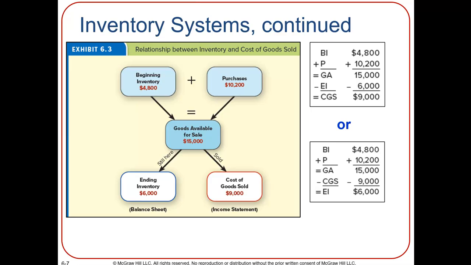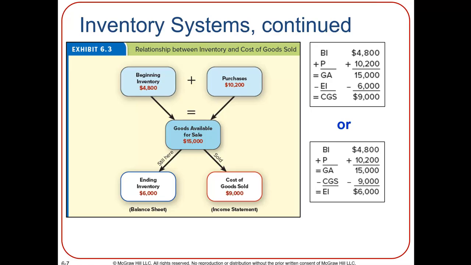Now, here they're just showing this in mathematical order. Just don't let this throw you off. This looks like two different equations. It is not. Okay? Because here, when we're looking at this one, let me take the bottom one first. When we're looking at the bottom one, all we're doing is we're taking beginning inventory plus purchases equals goods available. Now notice, on both of these equations, it's the exact same thing.